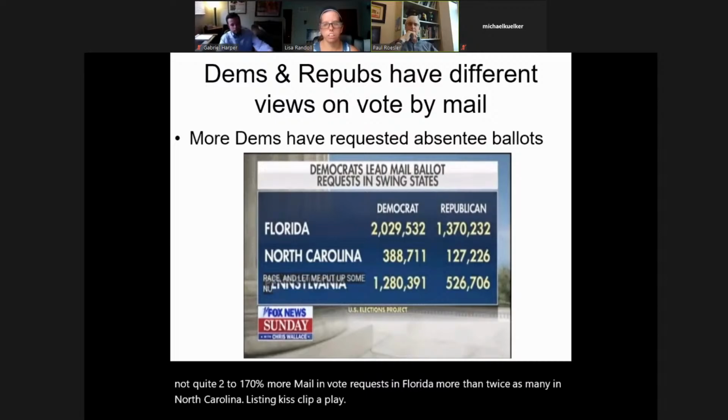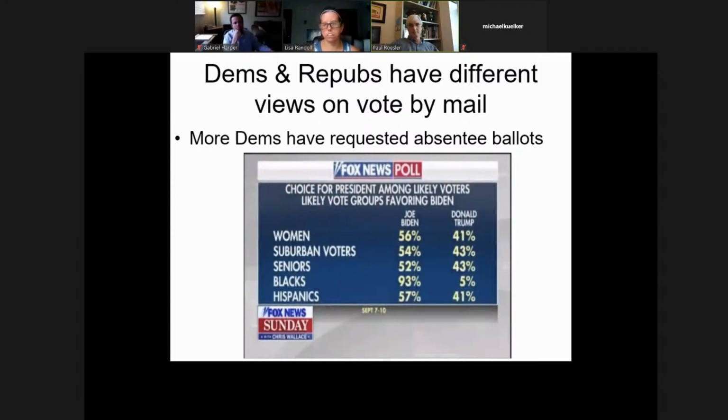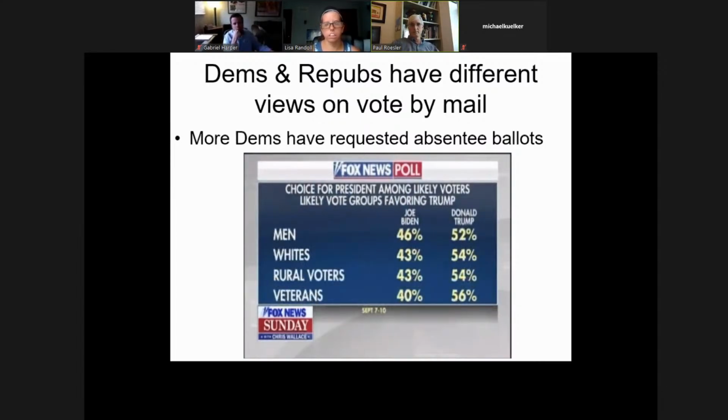Democrats lead Republicans by hundreds of thousands of requests for mail ballots in 2 of those 3 states by more than 2-to-1. Joe Biden is leading among women, suburban voters, seniors, and minorities. President Trump's support comes from men, whites, rural voters, and veterans.